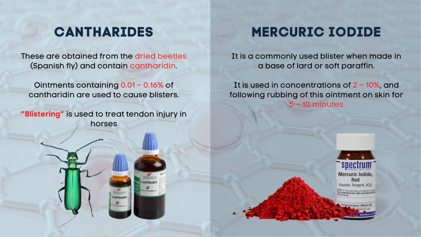Mercuric iodide or red iodide of mercury. It is a commonly used blister when made in a base of lard or soft paraffin. It is used in concentrations of 2 to 10% and following rubbing of this ointment on skin for 5 to 10 minutes, blistering follows after a few hours. Whenever a blistering agent is used, care must be taken to protect surrounding tissue by application of zinc oxide ointment.